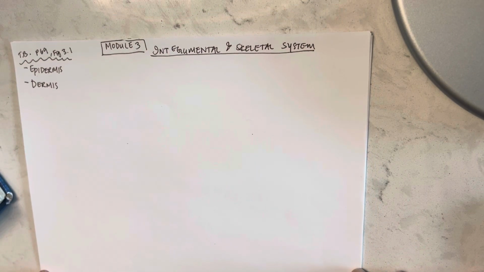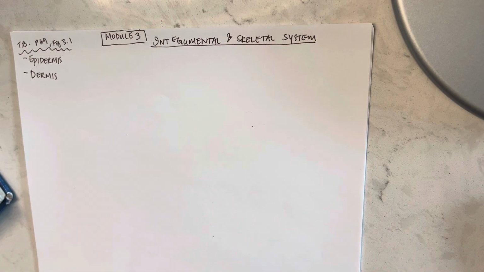Okay, we're going to start on Module 3, which is the integumentary and skeletal system. I want you to turn to your textbook, page 69, figure 3.1, so that you'll understand what we're talking about today. So we're going to talk a little bit about functions of the skin.